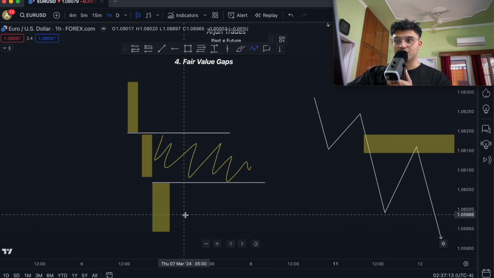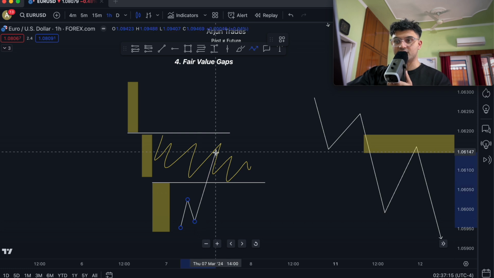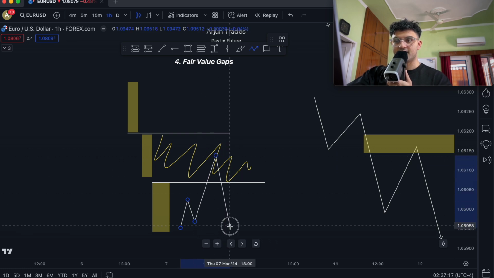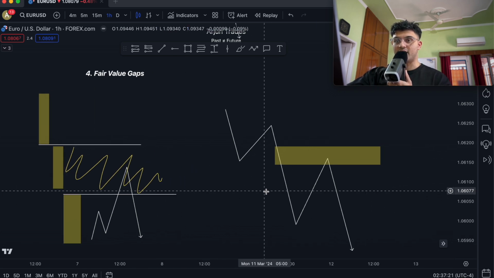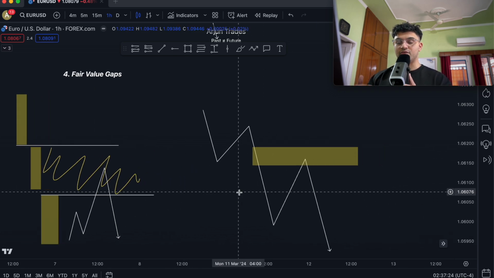So what we expect to see is price to come back, tap into this, and then carry on going down. And that is pretty much the entry model that I use on a daily basis. So if you want to see this entry model at work, go to my trade breakdown videos and you'll see the entries pretty much exactly like this. Well, at least the London session trades.